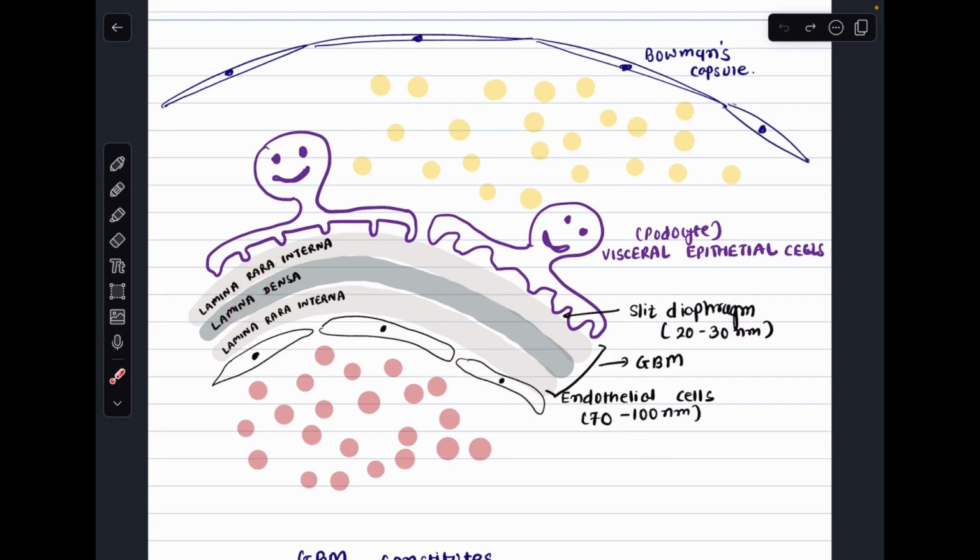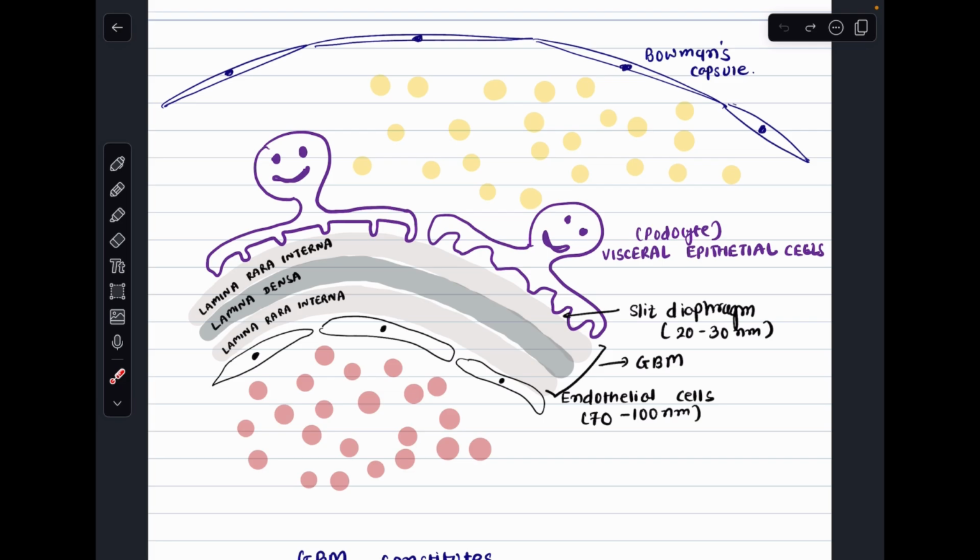Then the GBM, which consists of lamina rara interna, lamina densa, lamina rara externa, not interna. Okay, so be careful. Then next one is the slit diaphragm, which is 20 to 30 nanometer in size, which is formed by the foot process of the podocyte, and podocyte is also called the visceral epithelial cell. And the last one is the parietal epithelial cell, which together make the Bowman's capsule.